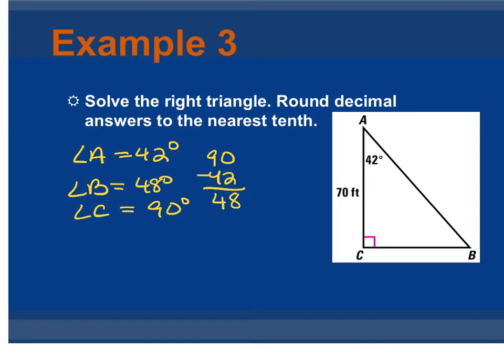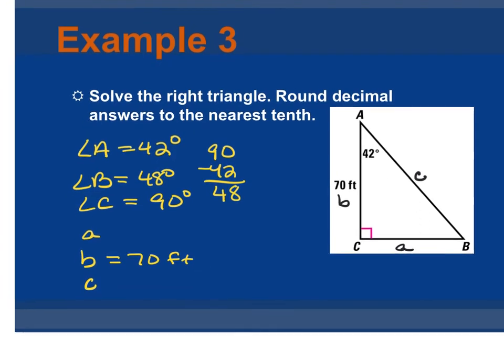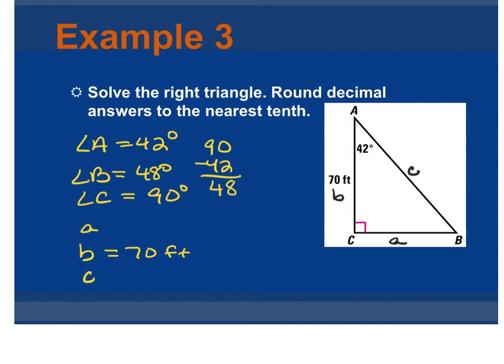I need to now make sure I end up with 3 sides, A, B, and C. I'm going to label little a over here across from the angle A. Little c is across from the angle C, and then little b will be over here. Well, I already have little b. They gave it to me. It's 70 feet. So now to find sides A and C, I need to figure out which trig ratio I'm going to use. Let's identify the names based off of the acute angle that was given. Based off of the acute 42, little a here is opposite, little c is the hypotenuse, and little b is the adjacent side.